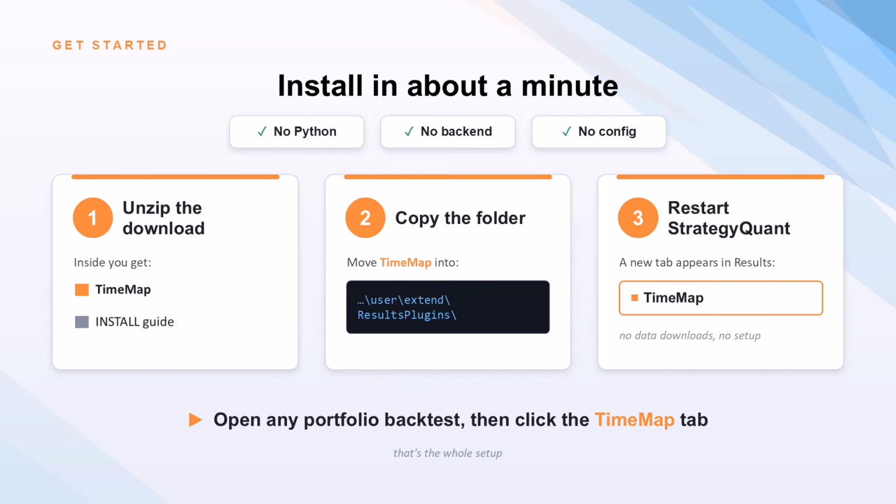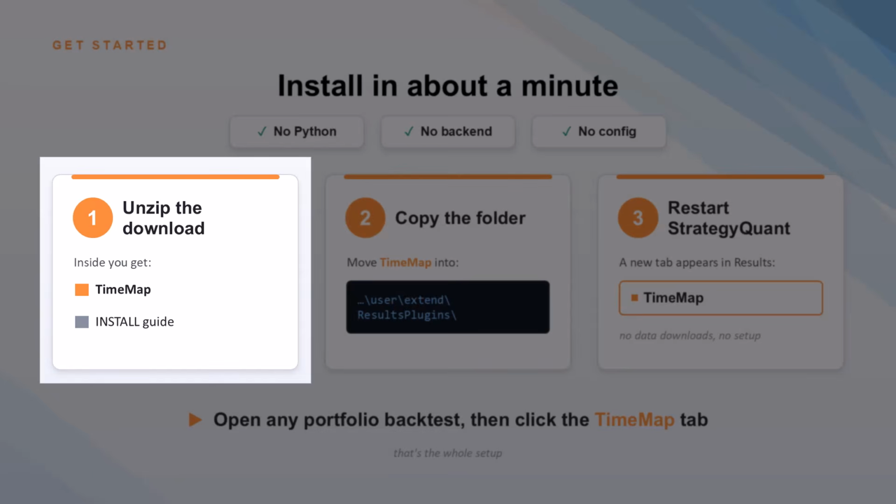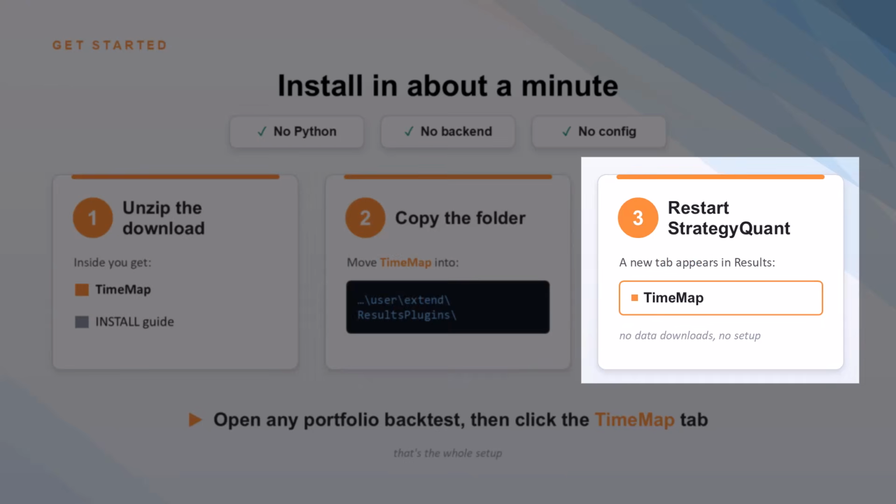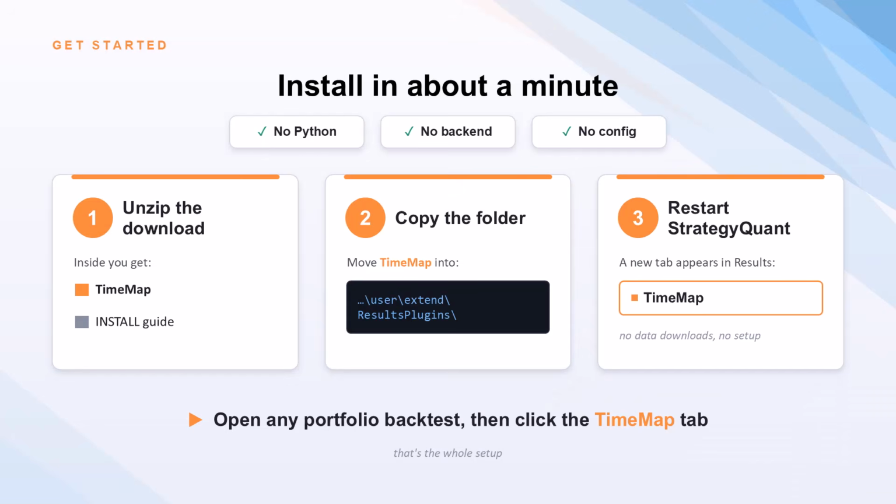Installation takes about a minute and requires no additional setup. You do not need Python, a backend, or a configuration file. Simply extract the downloaded zip archive, copy the entire Time Map folder into the appropriate StrategyQuant X folder, and restart the program. A new Time Map tab will then appear in the Results section. Detailed installation instructions are included directly in the download package.